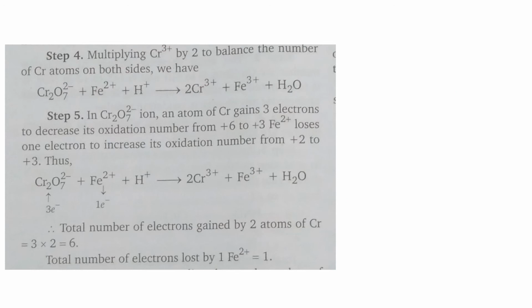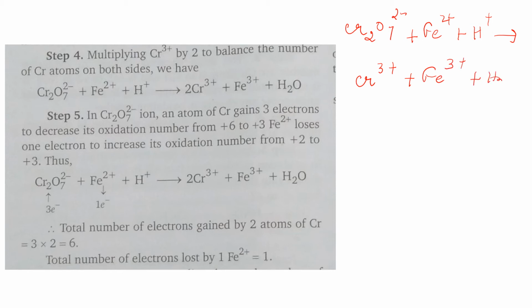Now step 4, multiplying Cr3+ by 2 to balance the number of chromium atoms on both sides. Step 4 is saying that you have to balance the atom that is undergoing oxidation or reduction. What was my equation? My equation was Cr2O7 2- plus Fe2+ plus H+ is giving you Cr3+, Fe3+, H2O.